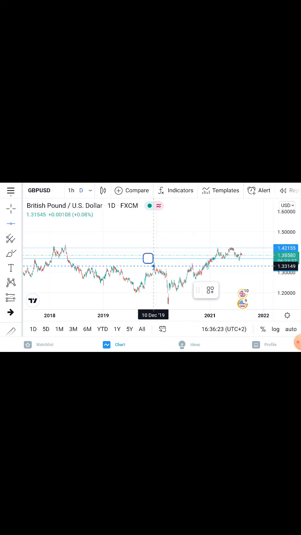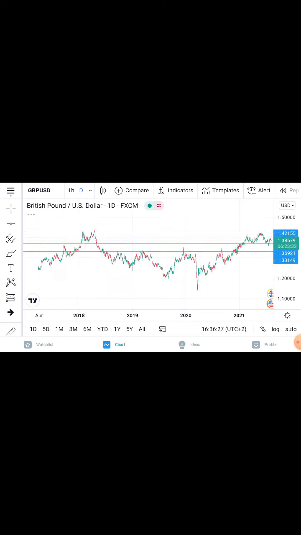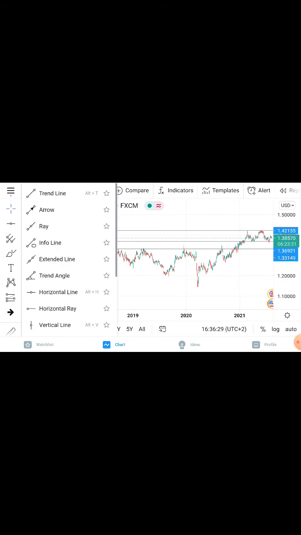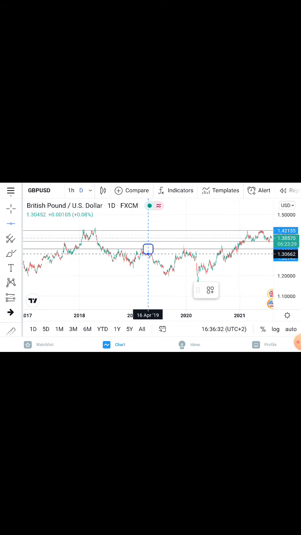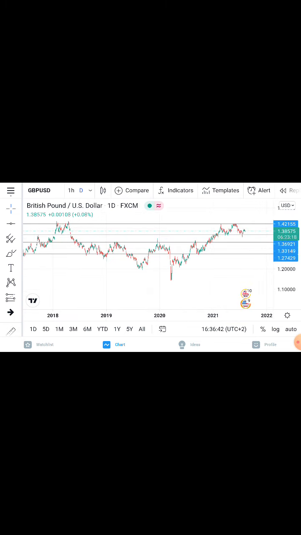Just don't go straight to the smaller time frames, because they will hurt you in the long run, because you'll tell yourself okay, this is a buy, but no, it's not. On a bigger time frame, it's a sell. So let's just finish doing that right now.